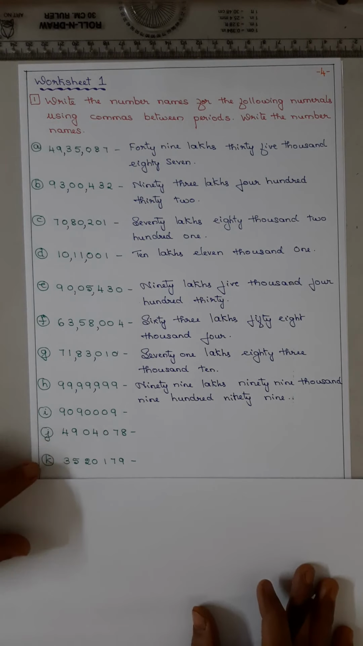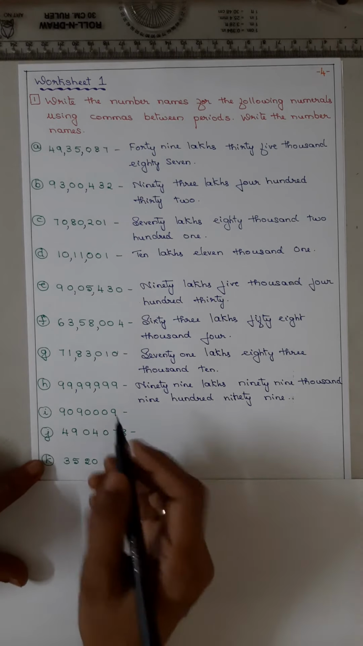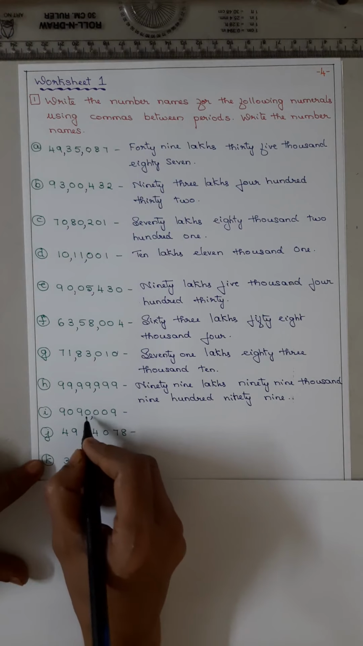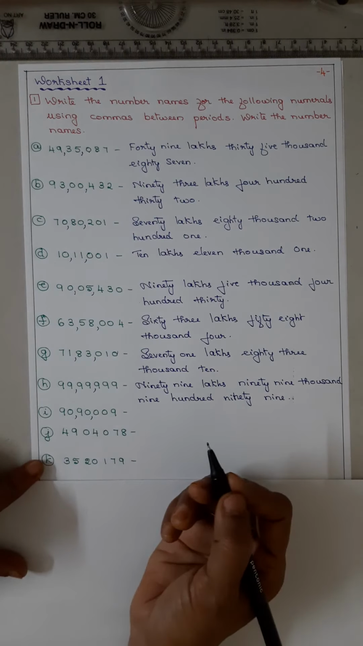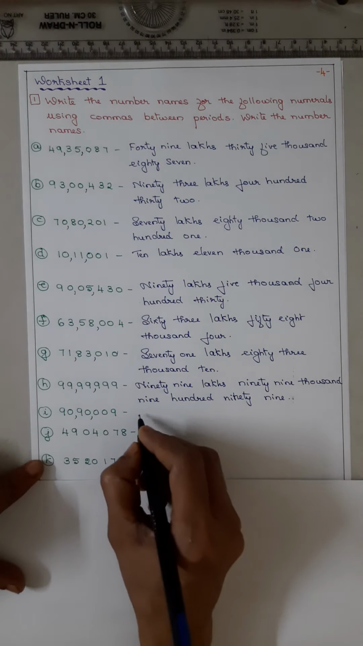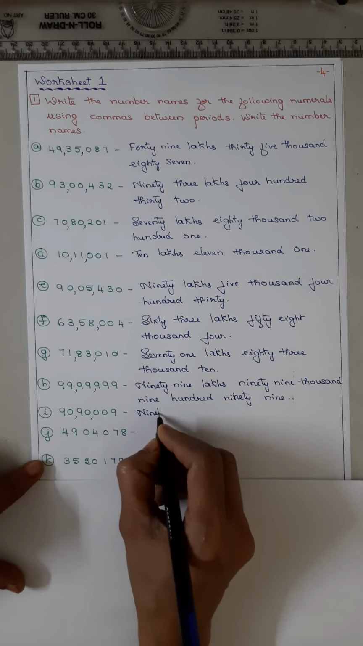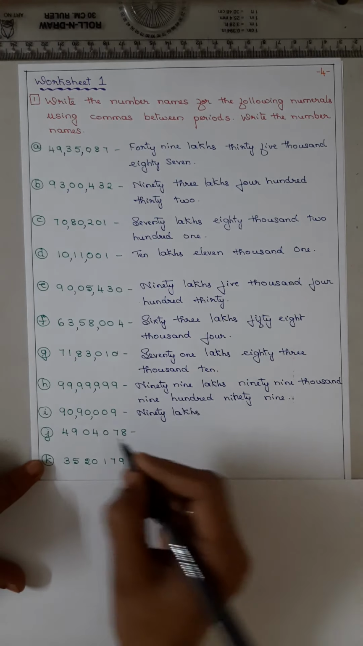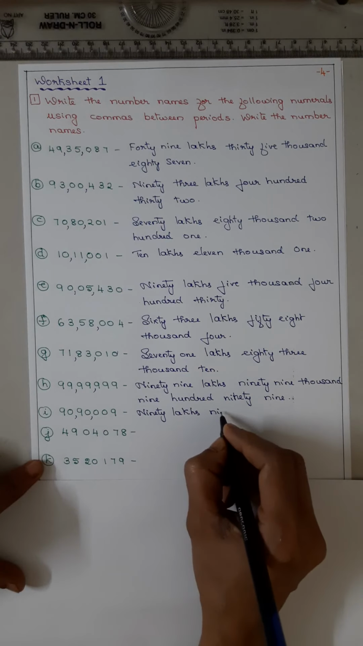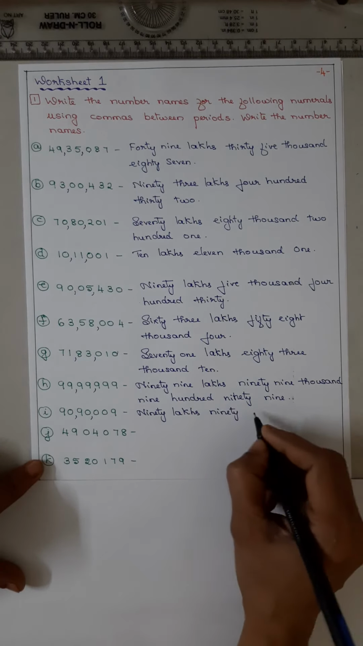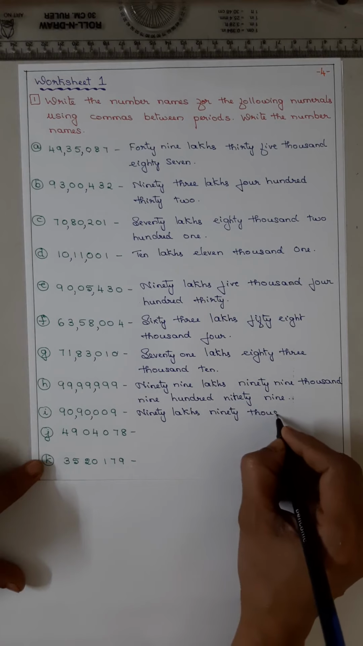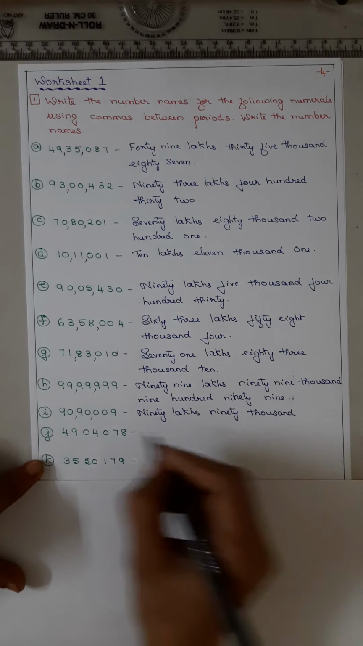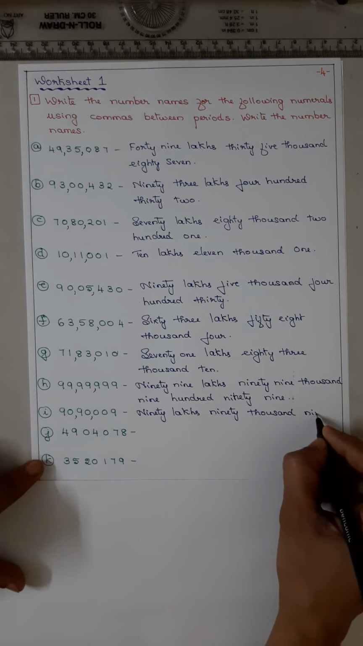Okay. Now coming to question number I. 1, 2, 3, comma 1, 2, comma 90. What is it? Lakhs. Again 90. What is it? Thousands. And the last, it is 9.